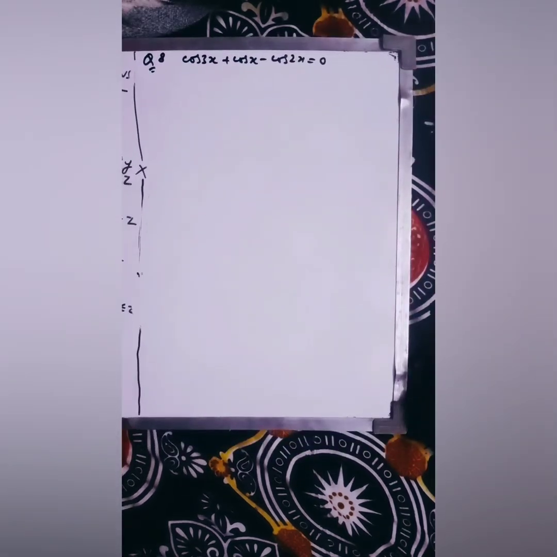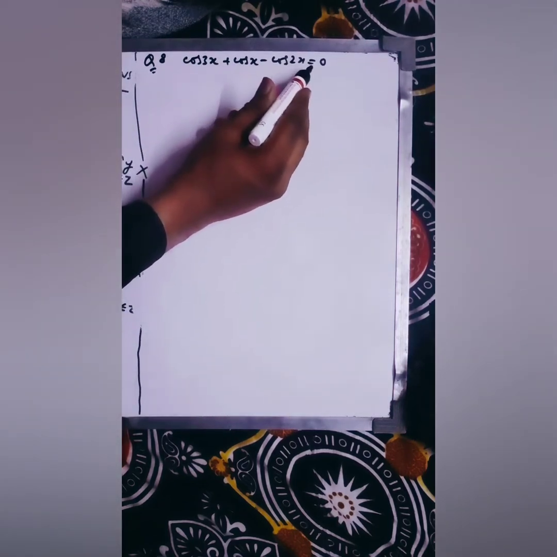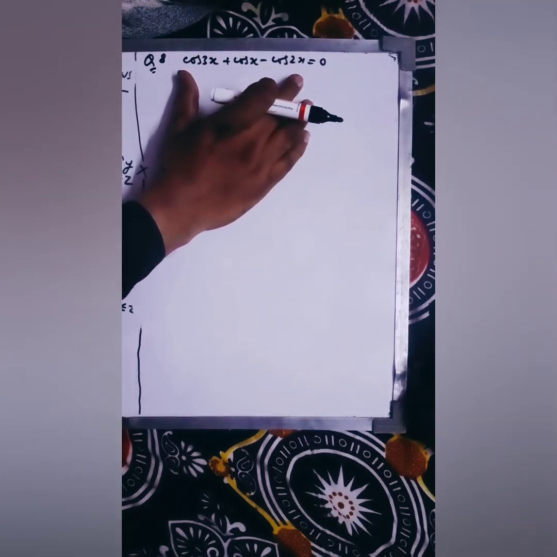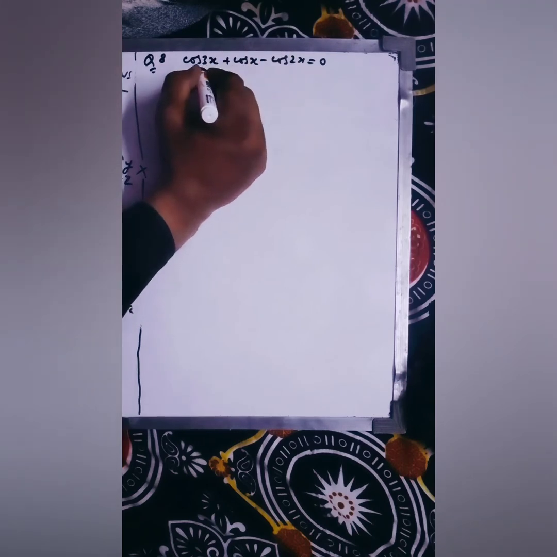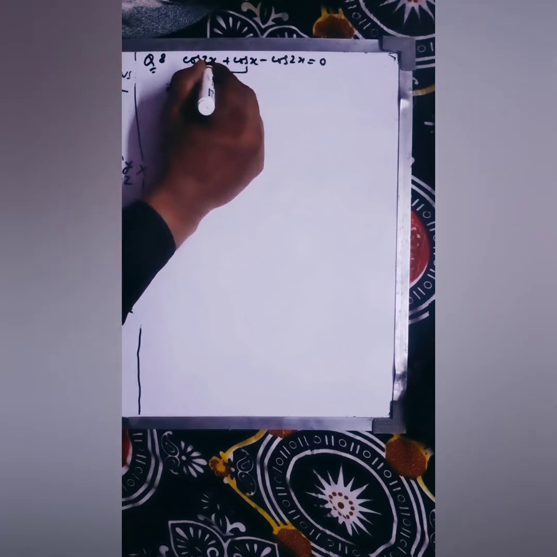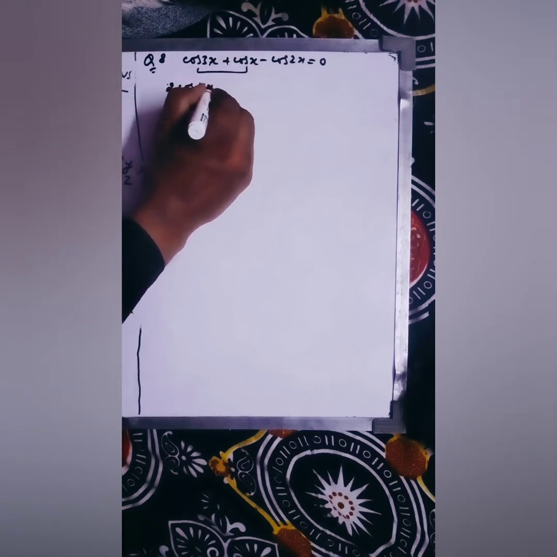Now this is your question number 8 of your NCERT, exercise 3.4. Here cos 3x plus cos x minus cos 2x equals to 0 is given to us, and we have to find out the general solution of this equation. First of all, what you have to do, you have to apply the formula in this, cos x plus cos y. The formula is 2 cos a plus b, that means 3x plus x, that would be 4x upon 2.